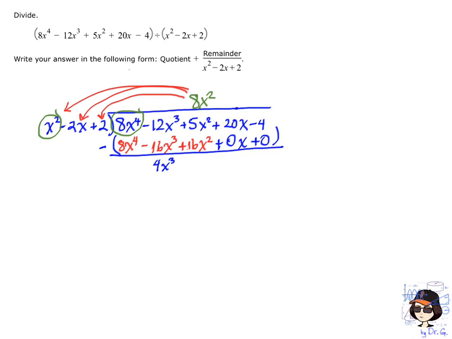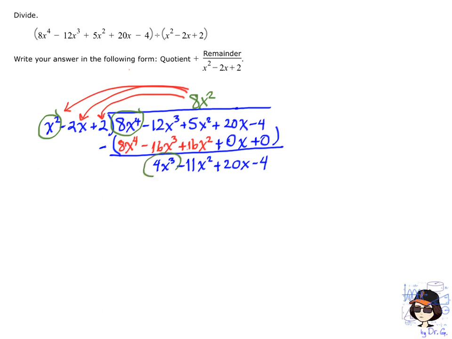So be careful with your subtraction and your minus signs. The next term, I have 5x squared minus 16x squared. So the coefficient 5 minus the coefficient 16. 5 minus 16 is negative 11. So it's negative 11x squared. And then the last two, 20x minus 0x is just 20x, and negative 4 minus 0 is negative 4. Okay, so let's do it again.